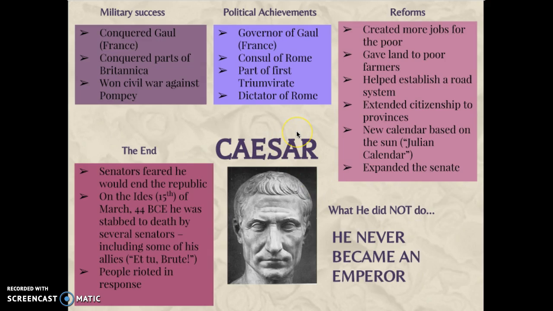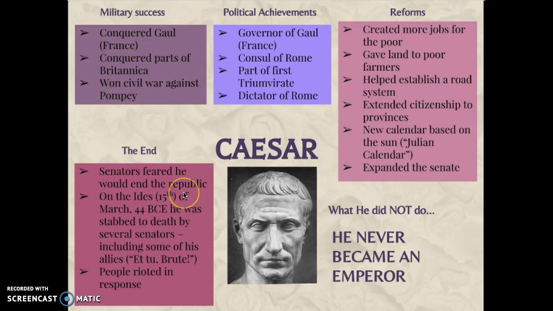So Caesar has got a lot going for him, right? I'll just take a minute here to look at all of his achievements, and especially take a look at these reforms, and you can see why there was fear that he might end the Republic. I don't know if this is true or if maybe he would, but certainly some of these reforms made wealthy people angry.